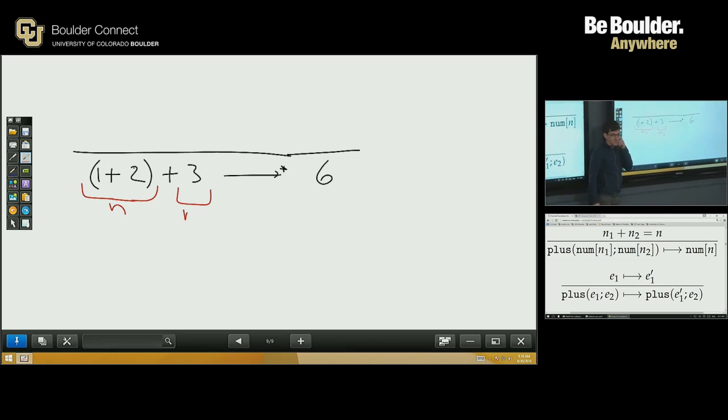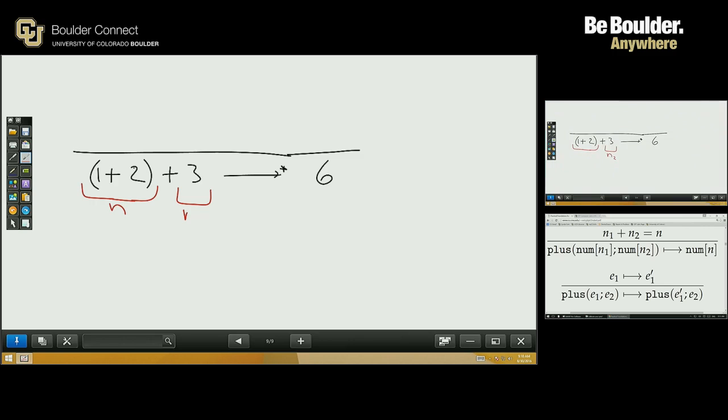So how would I apply that principle here in this case? I basically want to step n1. Well, this isn't an n1, right? This is an e1. I want to get this to be in natural numbers. So I can say, well, 1 plus 2 takes a step to 3. That's by this first rule called the add rule.